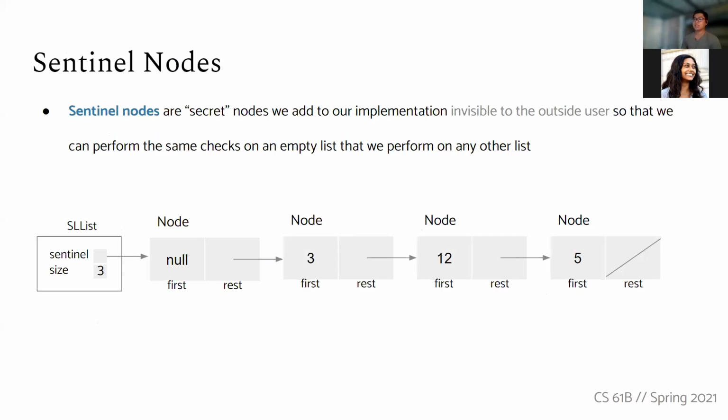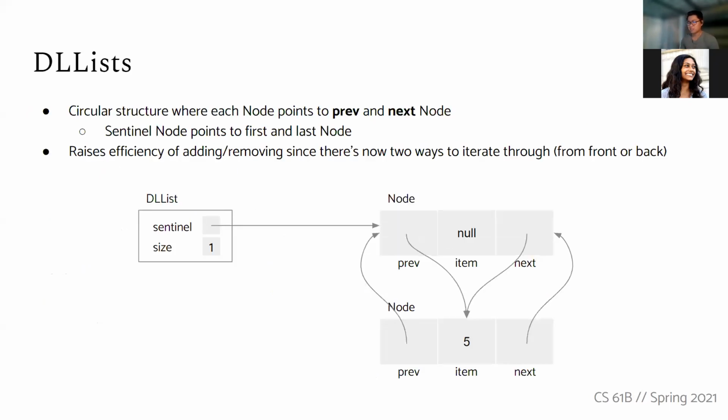And this is where sentinel nodes come into play. Sentinel nodes are quote unquote secret nodes that are invisible to the outside user. So basically in our implementation, when we use a doubly linked list or anything with a sentinel node, the user should never be able to know that there is a sentinel node. And we'll see in a bit why sentinel nodes are important in our doubly linked list.